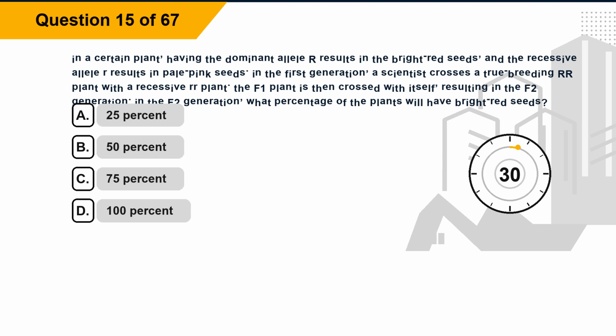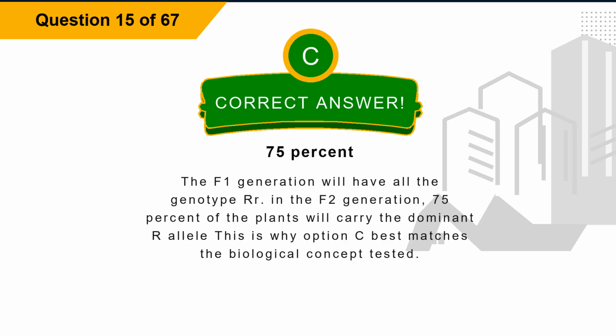Question 15. In a certain plant, having the dominant allele R results in bright red seeds, and the recessive allele r results in pale pink seeds. In the first generation, a scientist crosses a true breeding RR plant with a recessive rr plant. The F1 plant is then crossed with itself, resulting in the F2 generation. In the F2 generation, what percentage of the plants will have bright red seeds? Option A, 25%. Option B, 50%. Option C, 75%. Option D, 100%. The correct answer is option C, 75%. Explanation. The F1 generation will all have the genotype Rr. In the F2 generation, 75% of the plants will carry the dominant R allele. This is why option C best matches the biological concept tested.